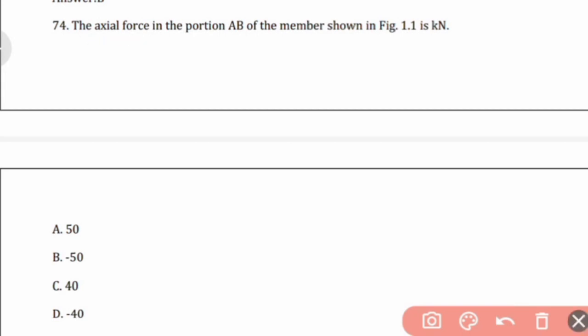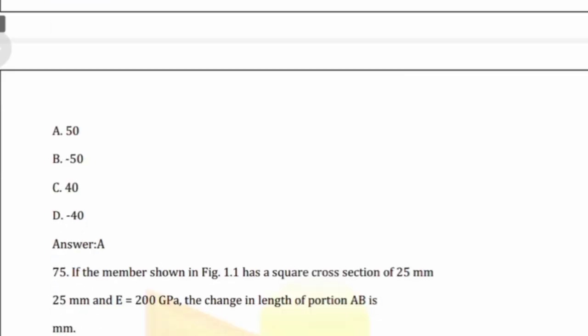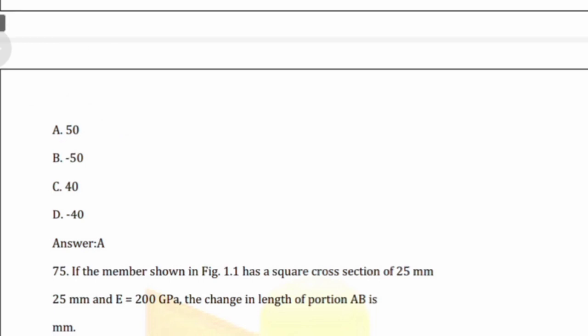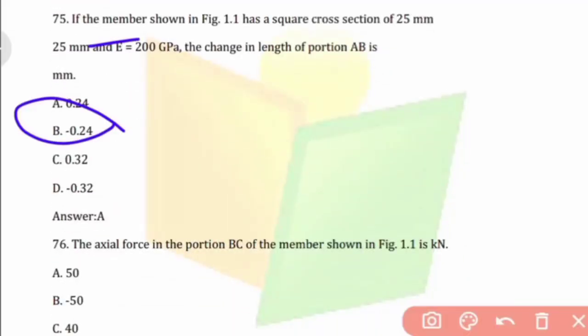The axial force in the portion AB of the member shown in figure 1.1 is dash kN. Option A, 50. If the member shown in figure 1.1 has a square cross section of 25 mm × 25 mm and E equal to 200 GPa, the change in length of portion AB is option A, 0.24.